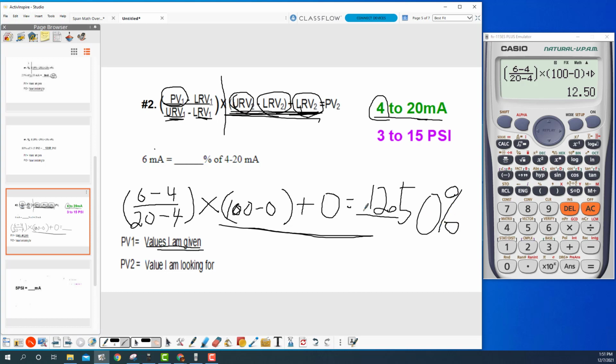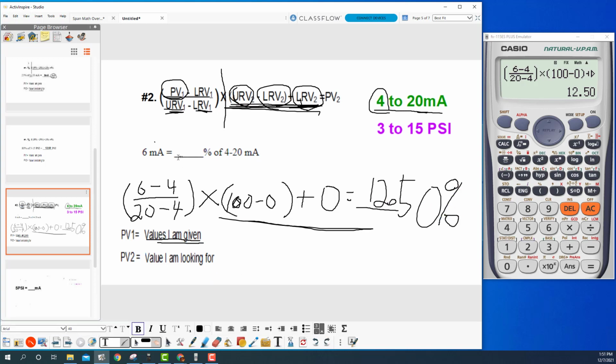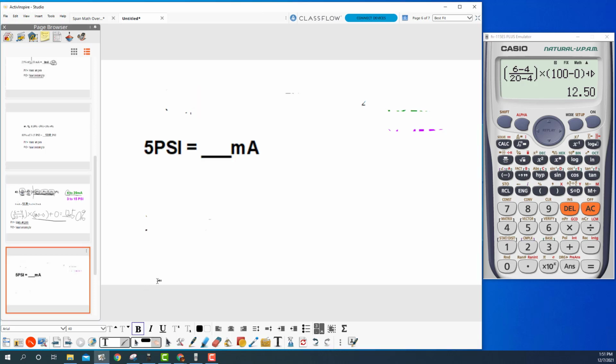Okay, 12.5%. 6 milliamps is 12.5% of 4 to 20 milliamps. Okay, let's look at another example. I want to convert 5 psi. If I got 5 psi of pressure in my tubing, how many milliamps would I have?